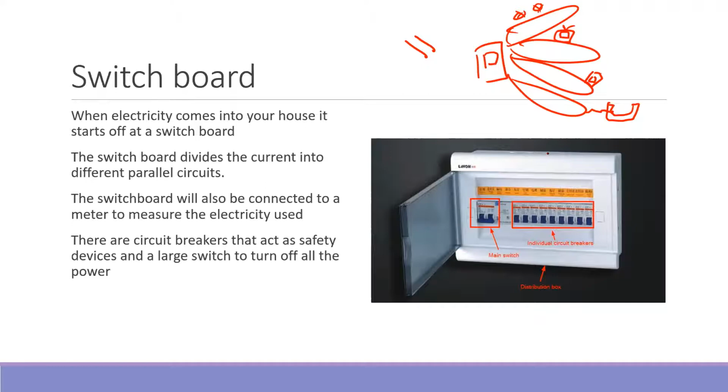The reason they do this is because, of course, if one of them shuts down, let's just say you have an issue with one of your power points, and so therefore this whole ring here gets closed, you don't want your lights to turn off. So they put them on different parallel circuits.